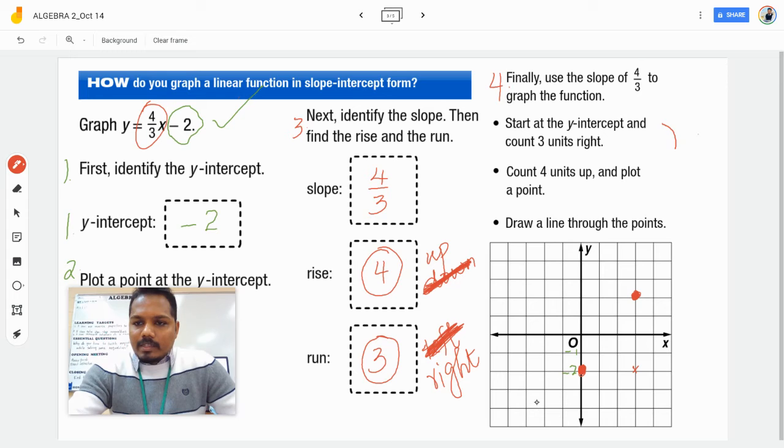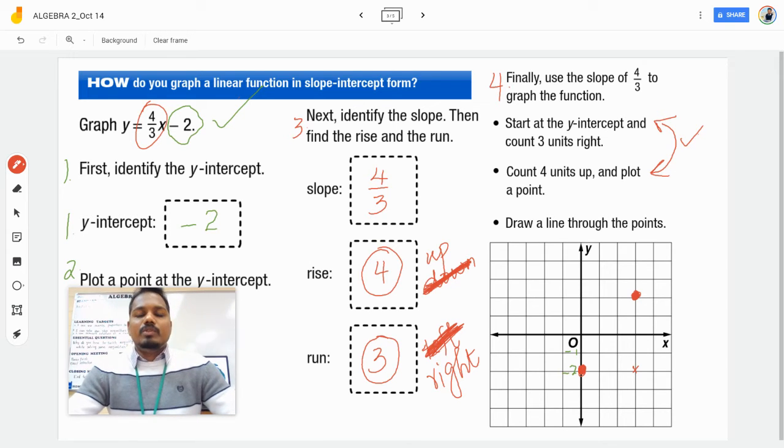Here, if you ask me, can we reverse these two processes? Can I do 4 units up first and 3 units right? And the answer is yes. You can do that. You still will get the same points. Okay. So once you use the slope to plot the new point, you can draw a line through these 2 points. We need at least 2 points to draw a line. Once you have 2 points, you are ready to build your line.